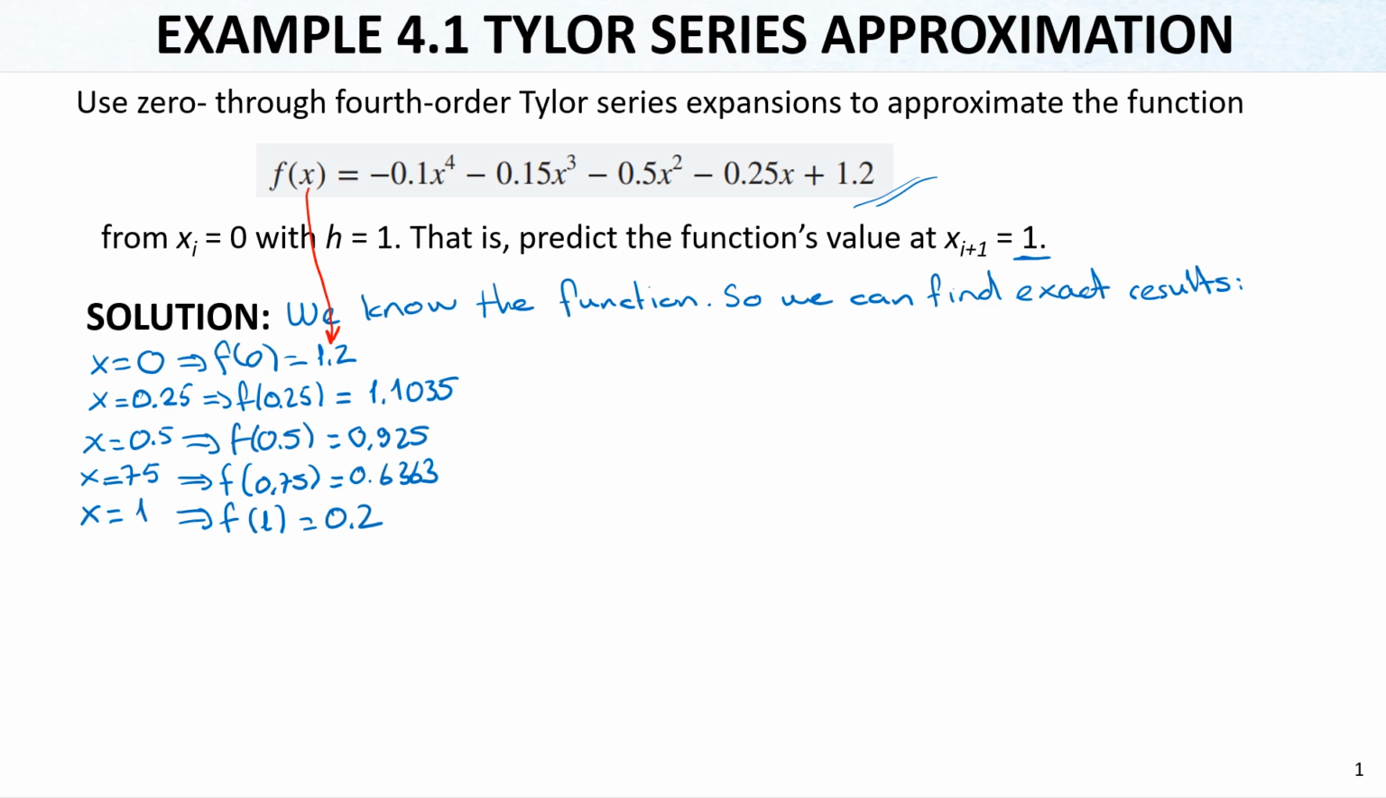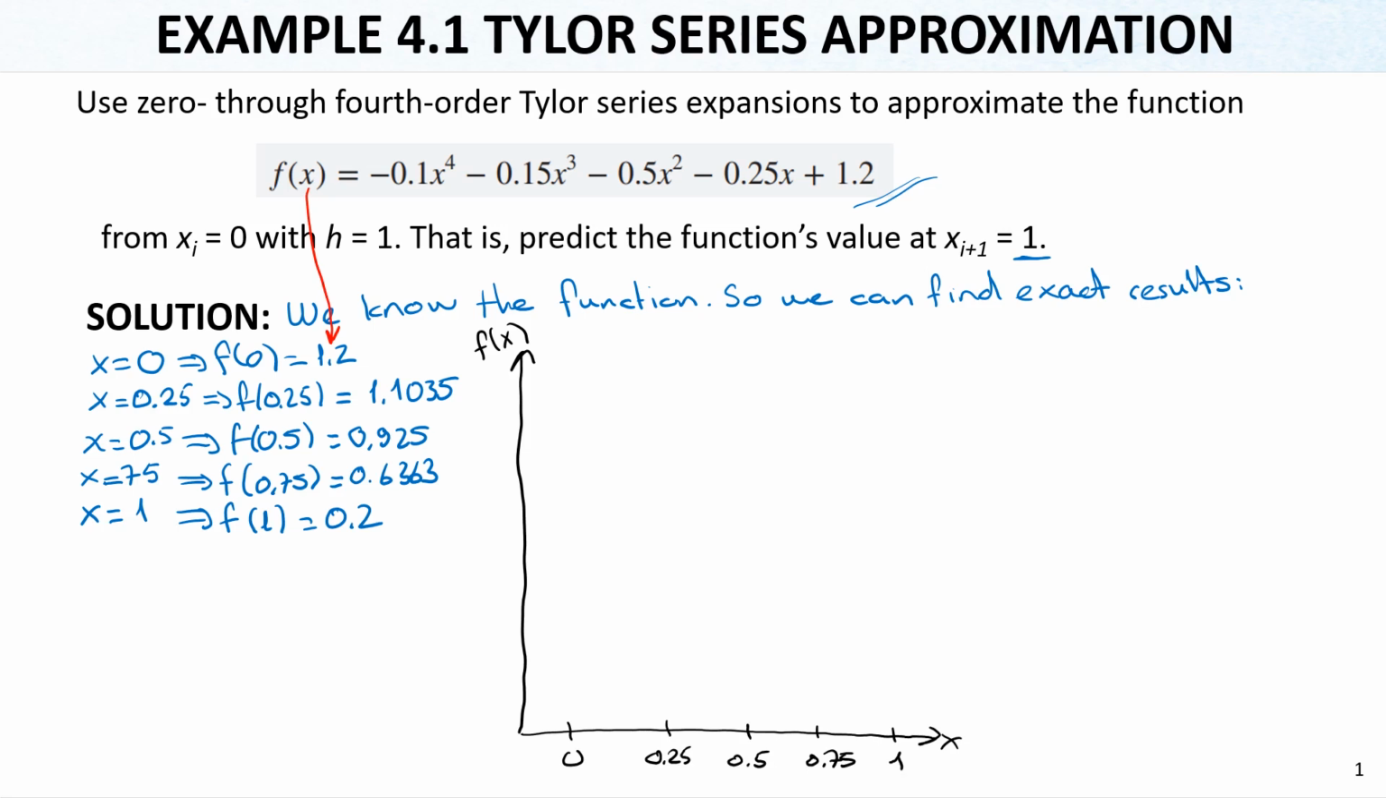And in here I will just plot a function curve, f(x) versus x. So if we plot these, let's plot them with 0, 0.25, 0.5, 0.75, and 1. And for 0, the value was 1.2. We can say maybe this is 1.2, and this is the value. For 0.25, it's 1.1035, very close to this one.